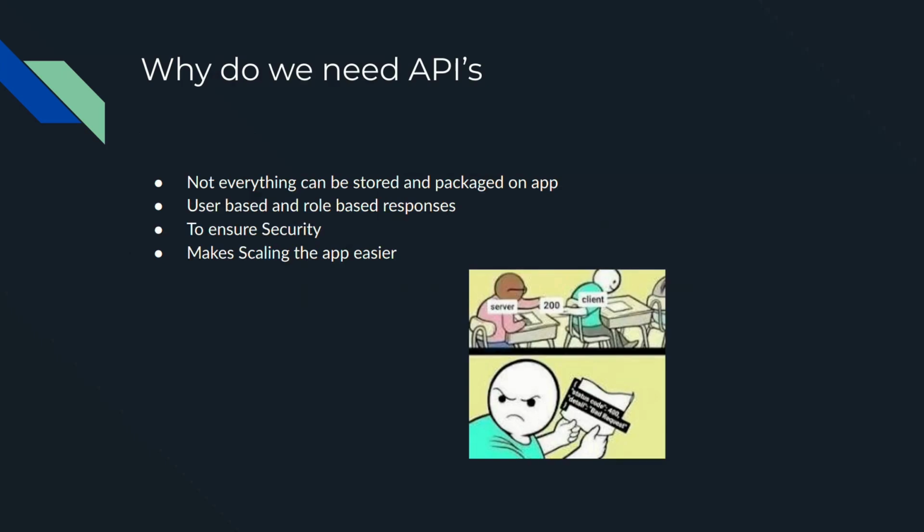So why do we need APIs? Not everything can be stored and packaged on the app. In the last video by Nishant, you would have learned about Hive local data source. So let's take the example of the To-Do app itself. Now let's say over a few months I create thousands of to-do events, but all of these are locally stored in my device. Now when I store so many to-do events in my device, it's going to consume a lot of my memory.